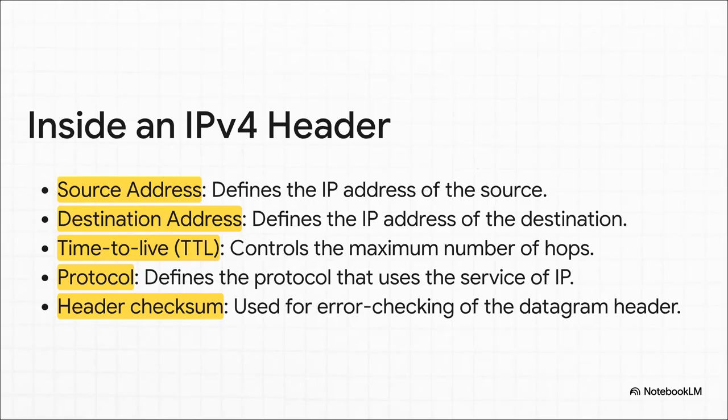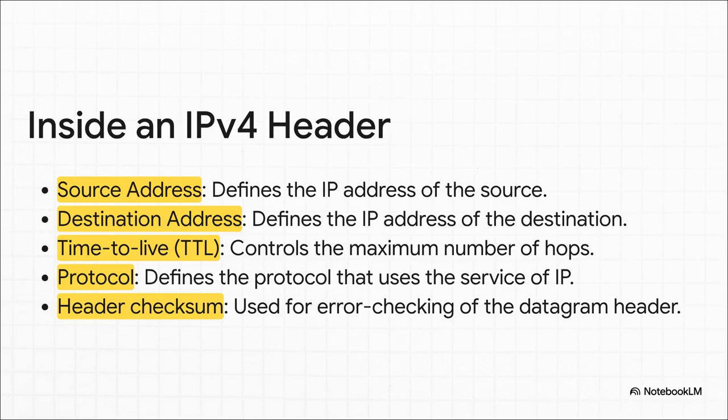So the header of the packet is basically the outside of the envelope. It's got all the critical info for the journey. We've got the source and destination addresses, obviously, but there's other important stuff too. The protocol tells the receiving computer what kind of data is inside, and the header checksum is a quick little math problem to make sure the address didn't get scrambled along the way.